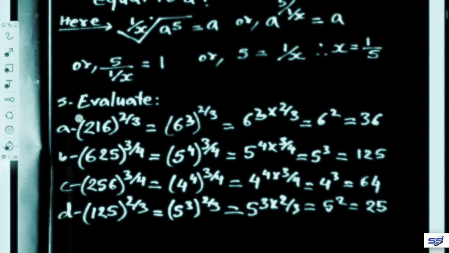Number 5 is given: evaluate some of the simple and basic things given here. Now we have to evaluate, we have to find the actual value. A number: 216 whole power 2 upon 3. Now 6 power 3 is 216, so 216 is 6 power 3. So 216 shall be replaced as 6 power 3, and the power is as usual 2 upon 3. Now this power shall be multiplied: 6 power 3 into 2 upon 3.